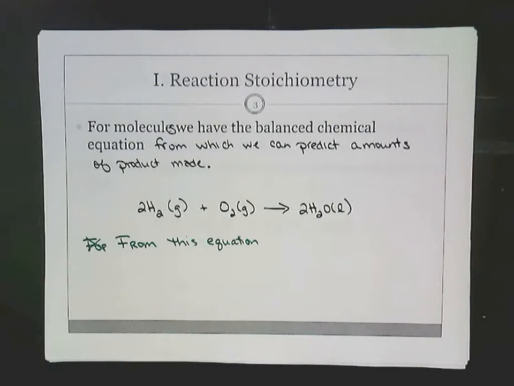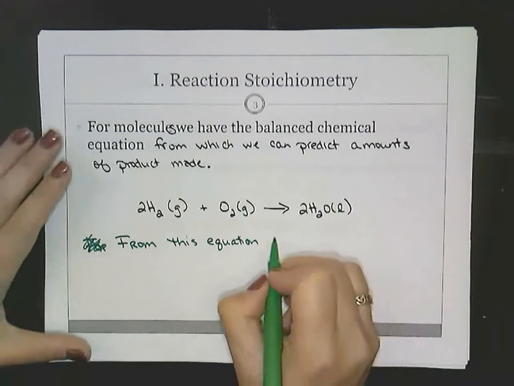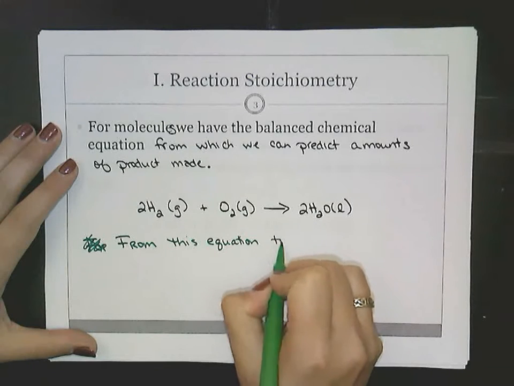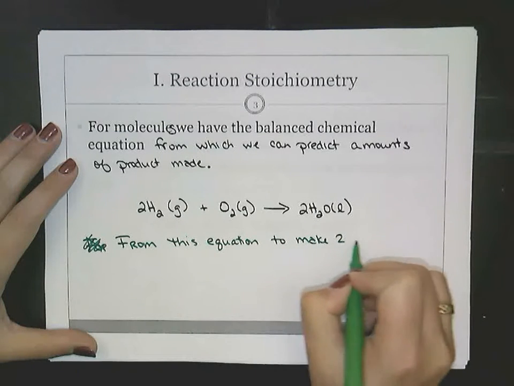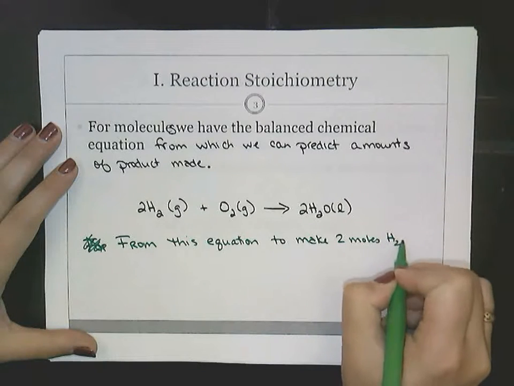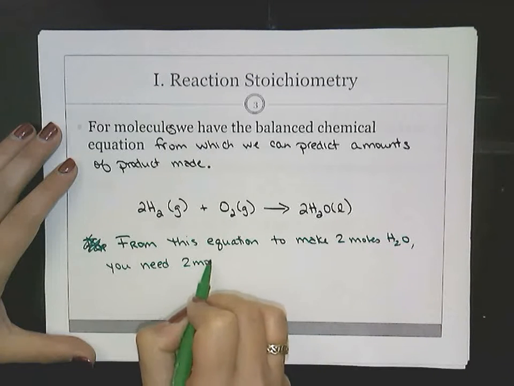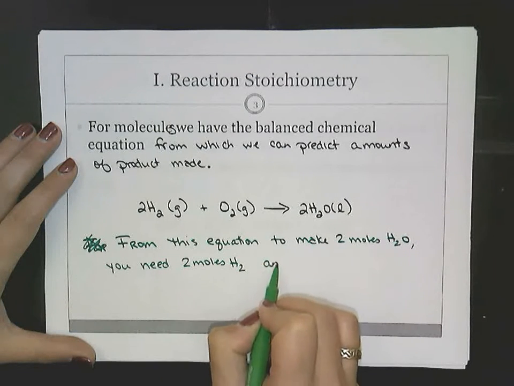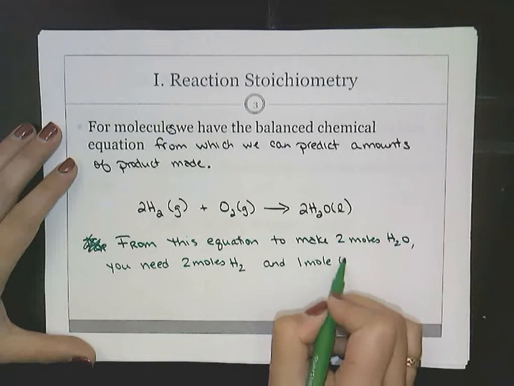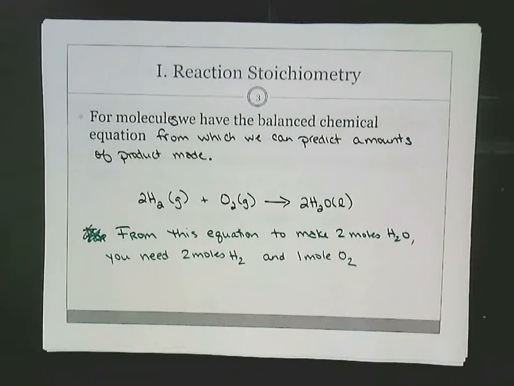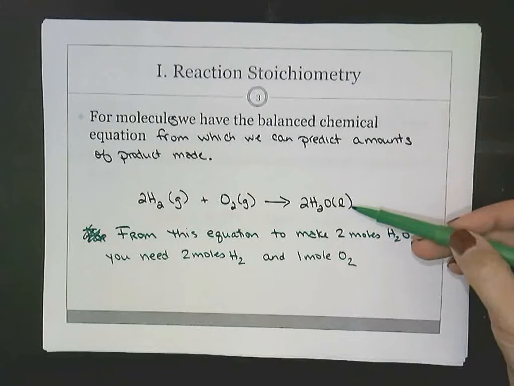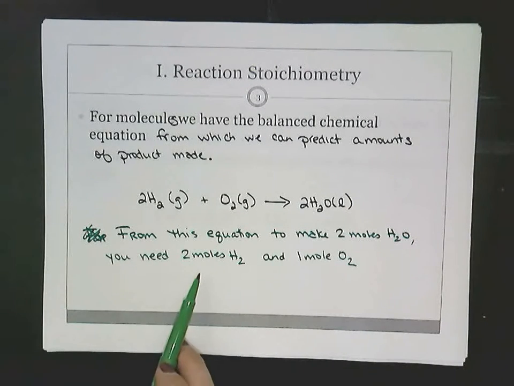All right, so from this equation, I can say the following, right? In words, from this equation, if I want to make 2 moles of water, I have to have at least 2 moles of hydrogen and 1 mole of oxygen to make that. Just like in pancakes, I have to have all those ingredients lined up in order to make my 16.